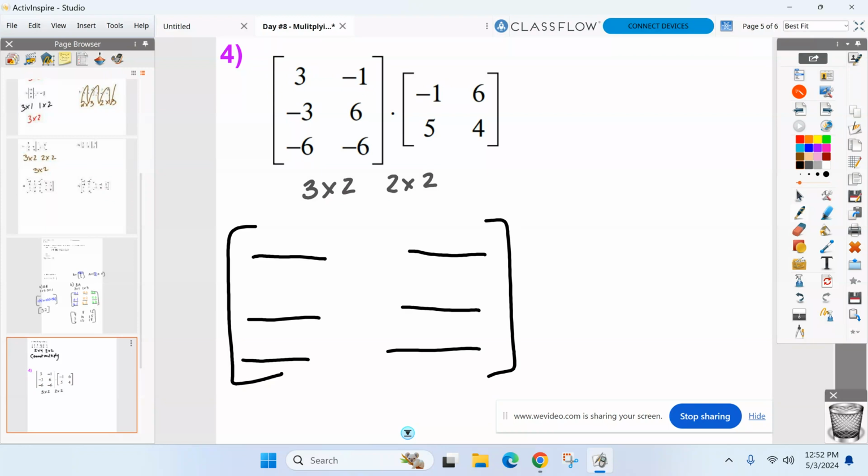All right, ready for 1, 1. Row 1 times column 1. Row 1, column 1. 3 times -1, and then add that to -1 times 5. And really, where you go from here is your call. Do you want to keep going across the rows or down the columns? That's your call. Just make sure you're multiplying the right row and column. All right, I'm a go across kind of guy, so now I'm going to multiply row 1 with column 2.